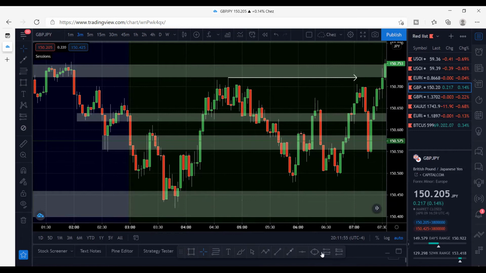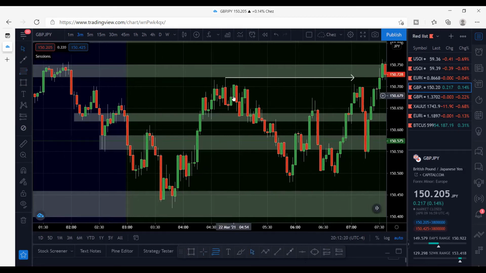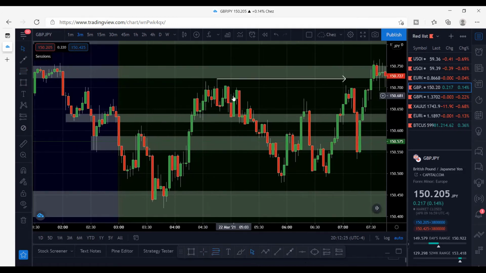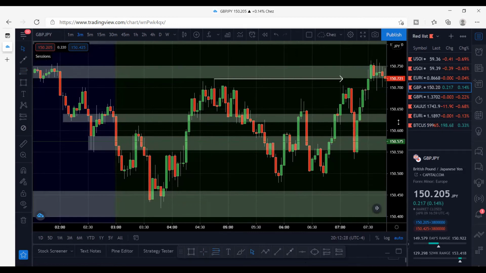Okay. Let me see. Fib from what? Pullback from low. We still have to wait for some sort of reaction before we draw it. So okay, let's move forward. Okay. That's your reaction right there to this level right here.